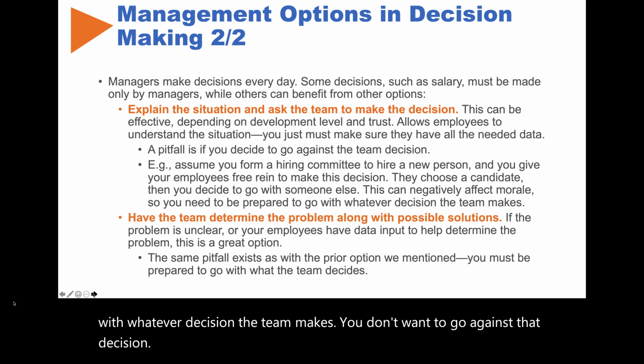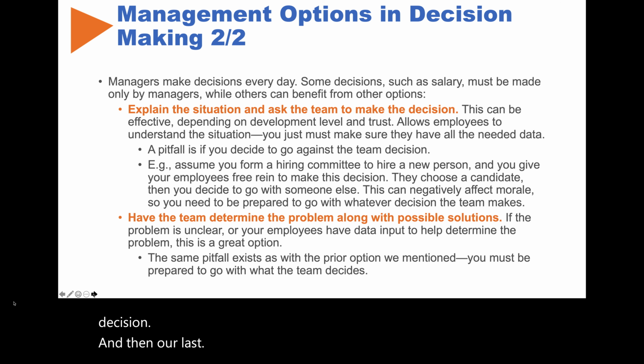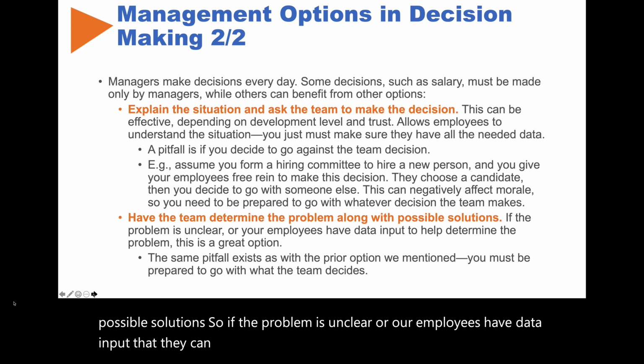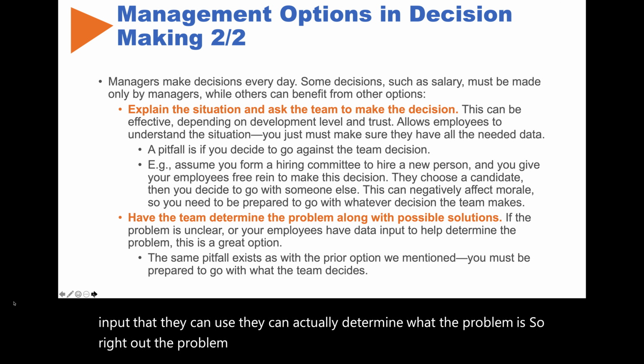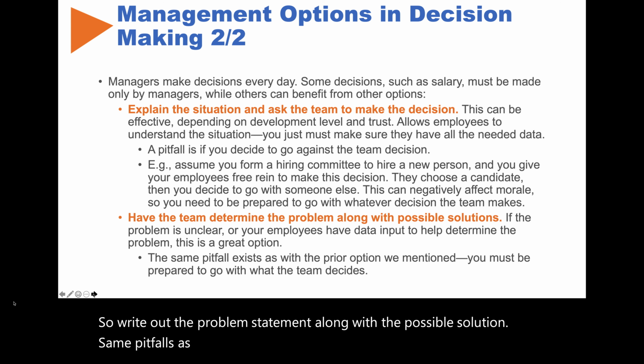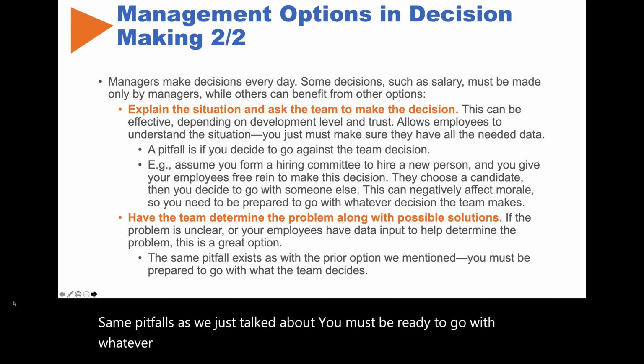And then our last situation here is when the team determines the problem along with the possible solutions. So if the problem is unclear or our employees have data input that they can use, they can actually determine what the problem is. So write out the problem statement along with the possible solution. Same pitfalls as we just talked about. You must be ready to go with whatever the team decides.